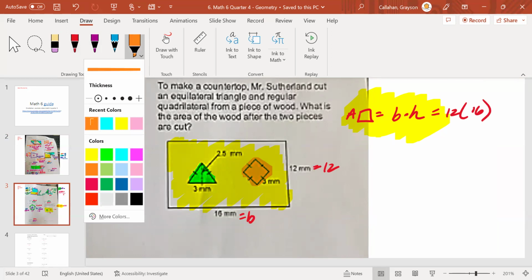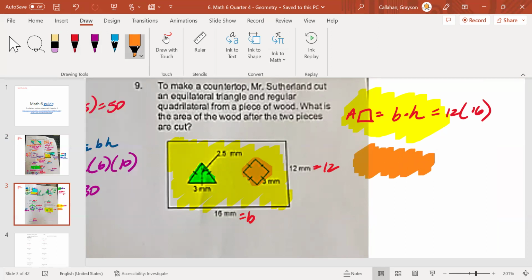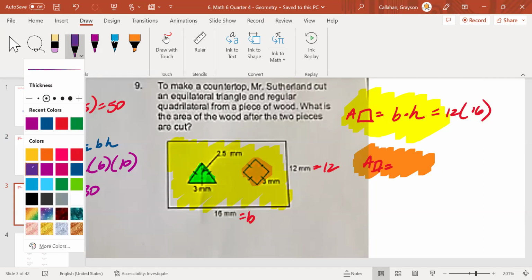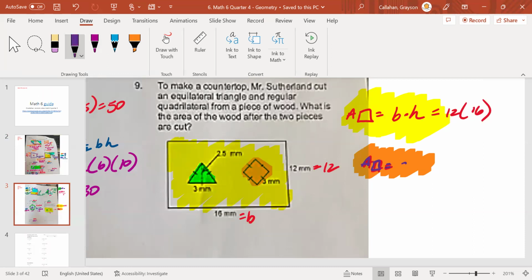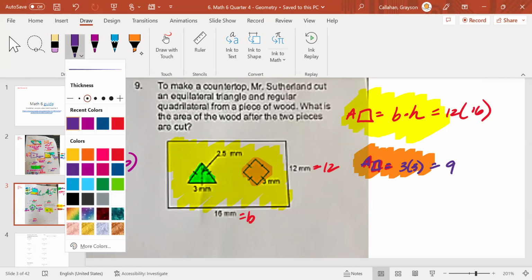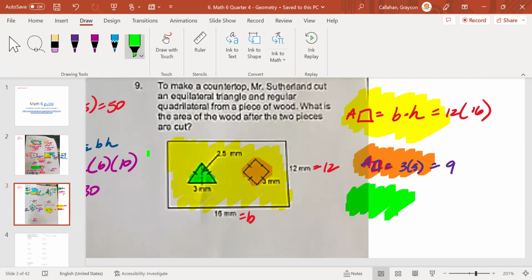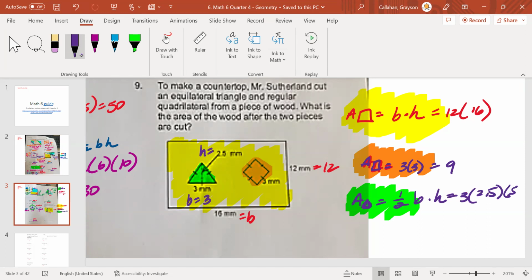Next part, we need to find the area of the square. Do you see that right there? What's the 2 numbers for the area of the square? Millimeters. 3 times 3, which is 9. Next, we need to subtract the area of the triangle, right? It's a triangle. So area of a triangle is 1/2 base times height. What's your base of the triangle? What's your height? There you go. So then we're going to do 3 times 2.5 times half, which is 0.5.